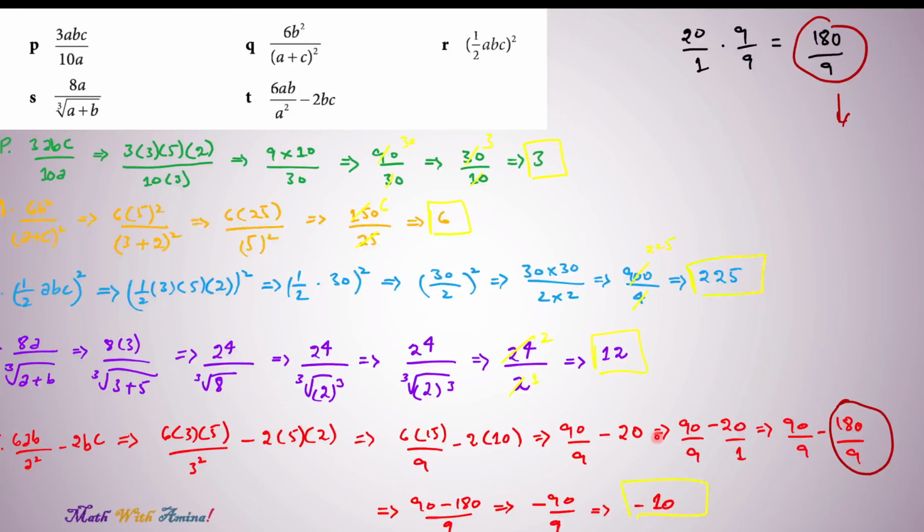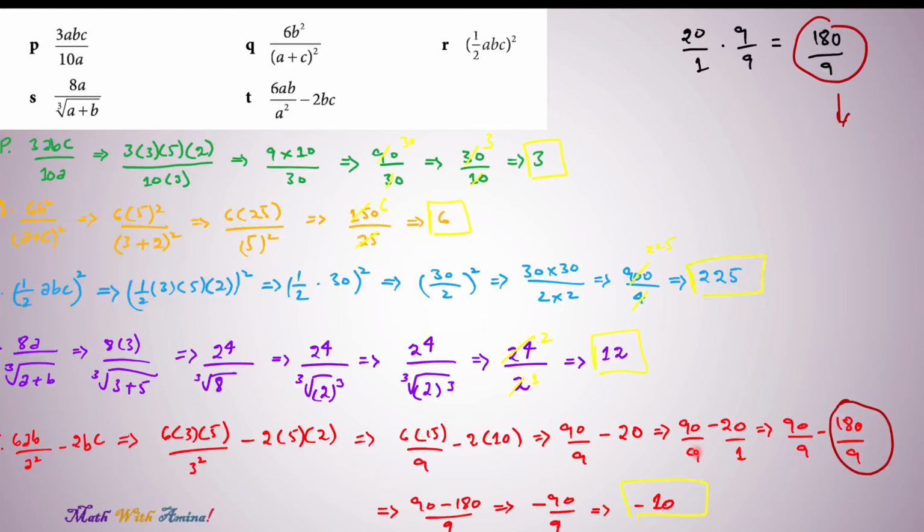So now in here we cannot further solve it because the denominators are not the same. In here we have 20, there is nothing in the denominator, it means there is 1. So the denominators are not the same. So what do we do? 20 over 1 is multiplied by 9 over 9. This way 20 multiplied by 9 becomes 180, and 1 multiplied by 9 becomes 9. This way we get 180 over 9.